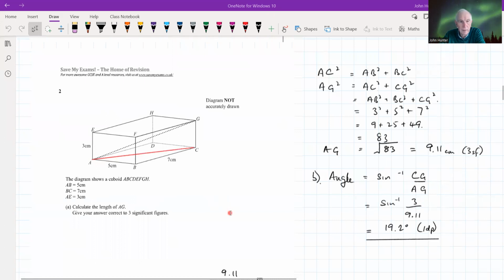Now, this number 2 is 3D trigonometry, one of the trickier types of questions at GCSE, I think, and the reason for that is that these are quite often difficult to visualize. This one's not too bad. It's just a cuboid. It's drawn out with sides 3, 5, and 7, and then they've dotted in the diagonal here. Okay, so it says calculate the length of AG to 3 significant figures.